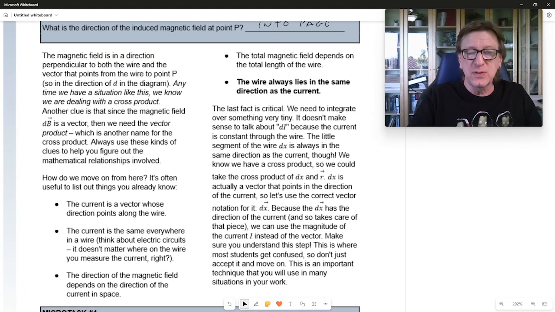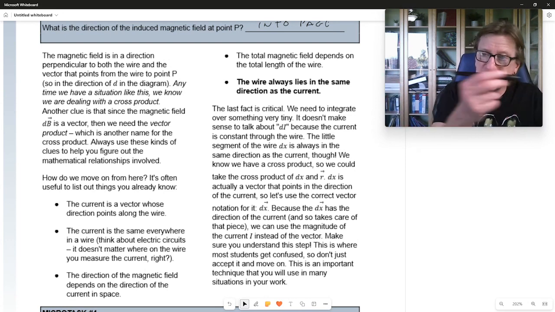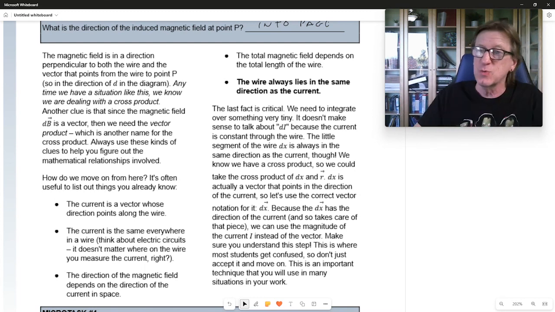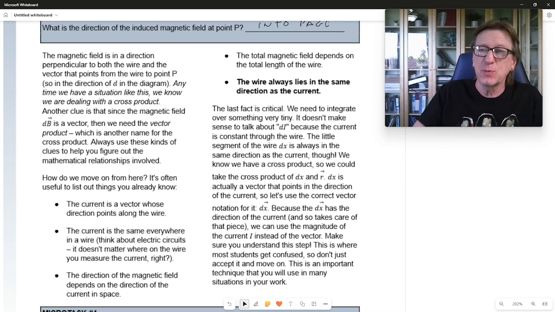So we know that the current is a vector that points along the wire. It's going to be important. The direction of the current has to be in the direction of our dx. We're going to use that in just a second. The current is the same everywhere, and that makes sense. We talked about that last time. If we have an electric circuit, then the current through one loop is going to be the same throughout, and that's conservation of charge. The direction of the magnetic field depends upon the direction of the current in space.